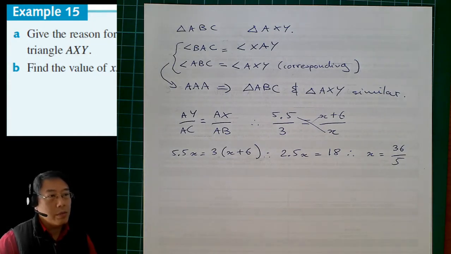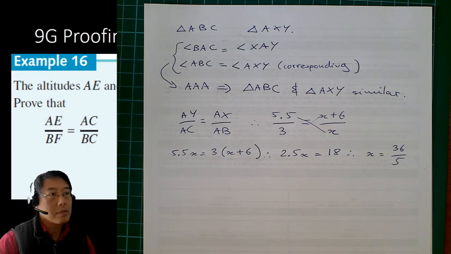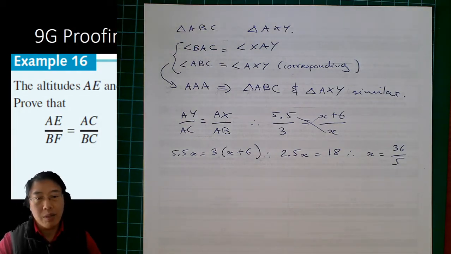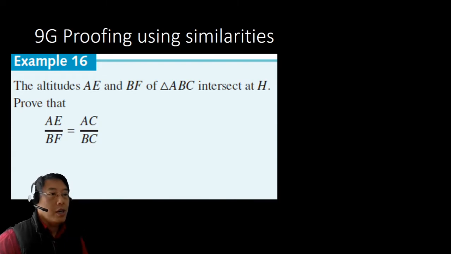Next example. It's a little bit of a language here, and again, every time you have a worded question, you need to come up with the correct drawing. Okay. So let me move this out of the way because I don't think you can see. So here you have a triangle ABC, the altitude AE.